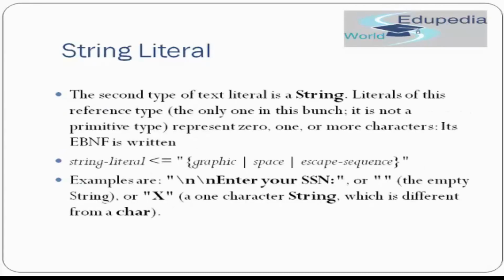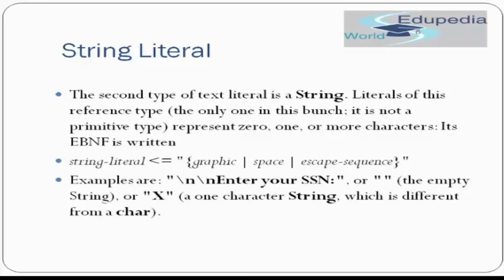Now coming to the string literal. The second type of text literal is a string. The literal of this reference type, the only one in this bunch, is not a primitive type. String is not a primitive type; it is an object type, because String is a predefined class in Java. It can represent either 0, 1 or more characters, and it is always written in double quotes.